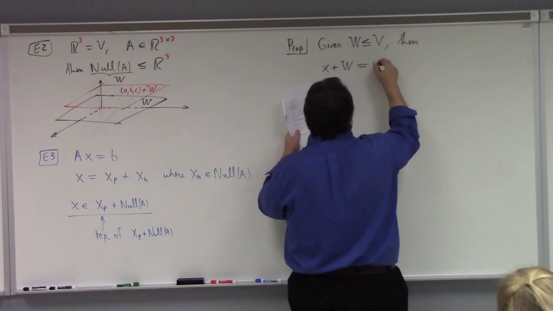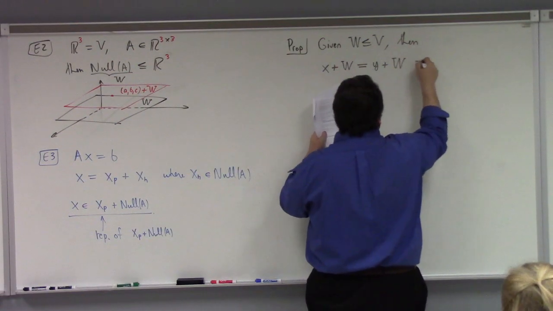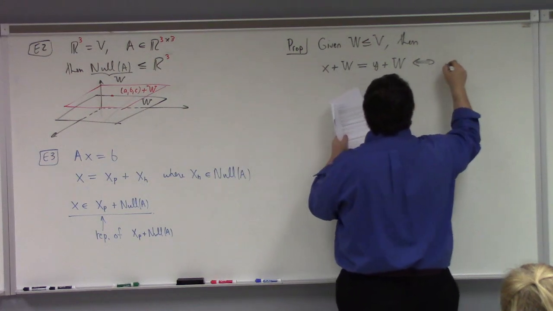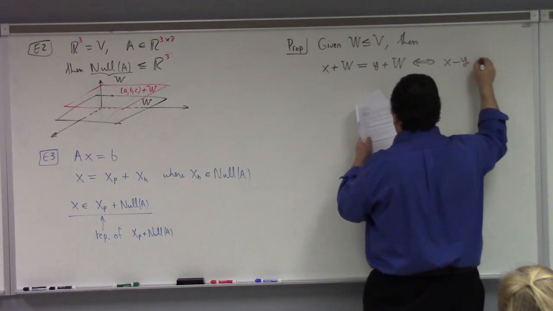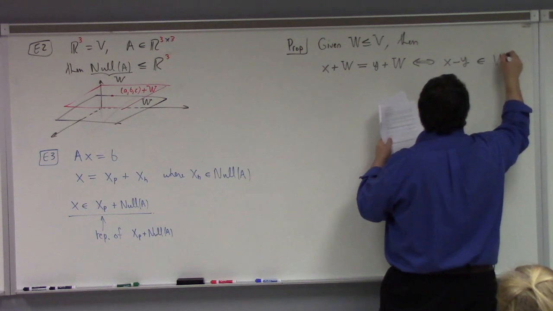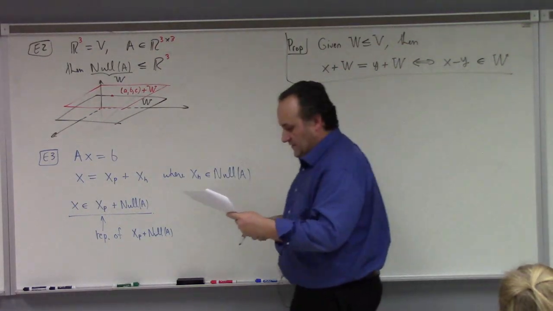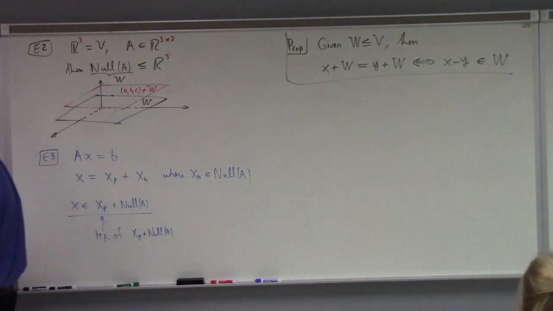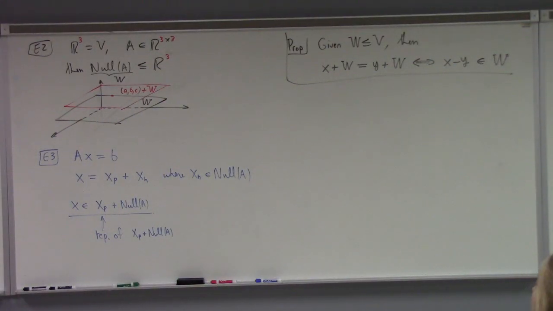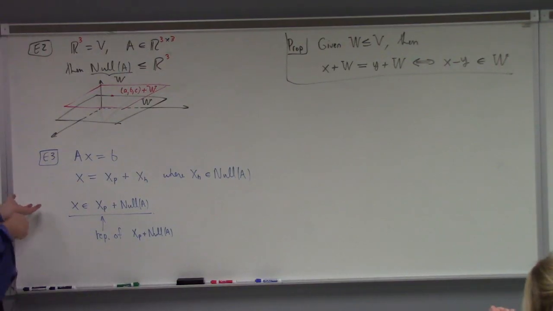is equal to Y plus W if and only if their difference, the difference of the representatives, is actually an element of W. We can judge equality of cosets by whether or not their difference is in the subspace which is forming the cosets, right? Think about my example 3. We know that the difference of particular solutions is a homogeneous solution, right?